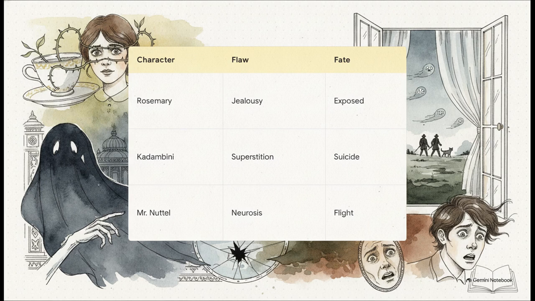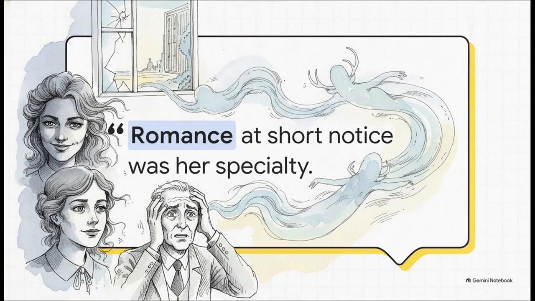Nuttall is driven into a frantic panic by a teenager's ghost story. Speaking of that teenager in The Open Window, her name was Vera, and the story ends with this absolutely perfect line. Romance, at short notice, was her specialty. Now, in this context, romance means mischievous, spontaneous fiction. Vera masterfully read her neurotic guest's vulnerabilities, and she psychologically terrorized him with a brilliantly crafted, completely fake ghost story, complete with realistic details and just perfect comedic timing.